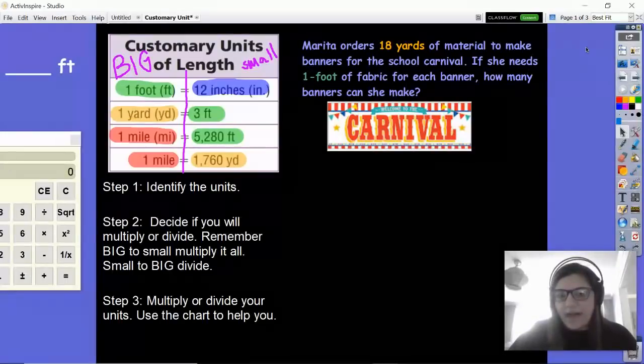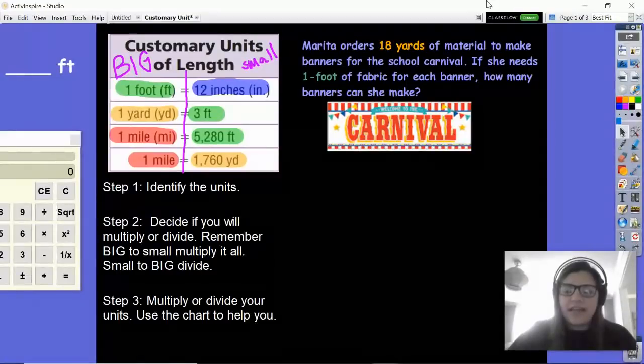Today we're going to be talking about customary units of length and how we can change from those customary units. If you have been going through the Google Slides assignment, you will have already learned some things about the customary units of length. So our customary units of length are inches, feet, yards, and miles. Those are the units that we are going to be discussing today. And we're going to be talking about how we change back and forth between those units. So let's get started by looking at our first word problem.